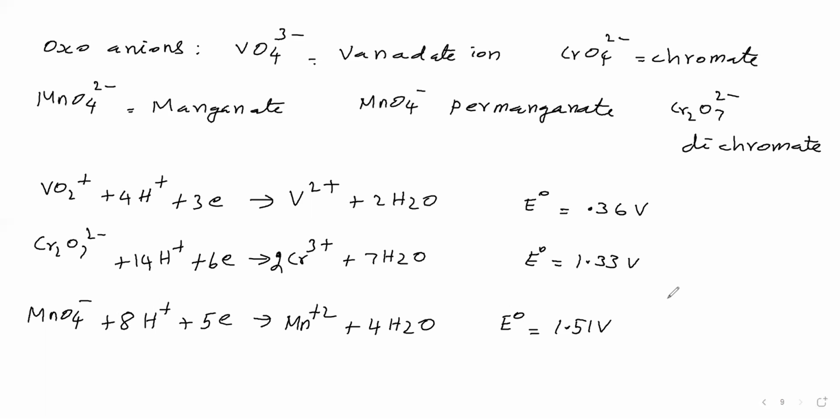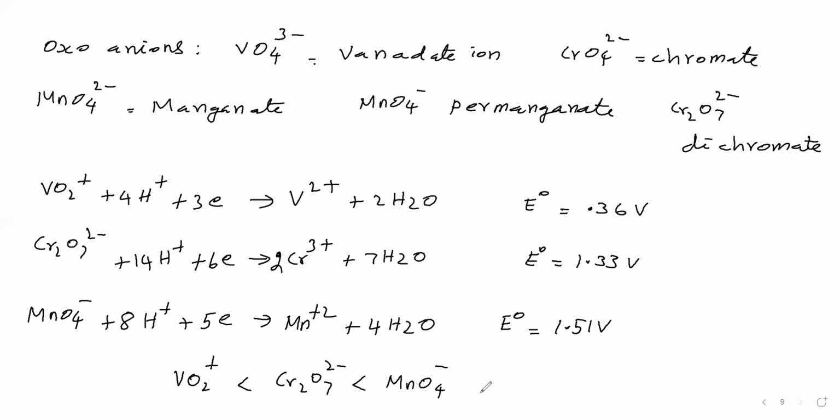Now we will compare the oxidizing power of these 3. The oxidizing power of VO2 plus is less than Cr2O7 2 minus, which is less than MnO4 minus. The oxidizing power goes like this.